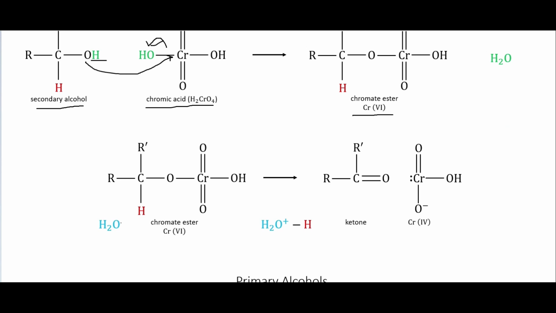We have this water come in. It takes this hydrogen. This collapses back down to here, and this then leaves off of here, so that we end up with a ketone here, and our chromium is now in a +4 oxidation state. We've generated this ketone right here. And of course, we have regenerated some of our acid right here.